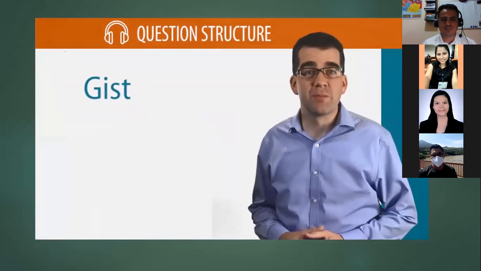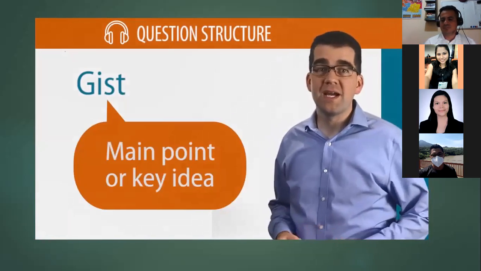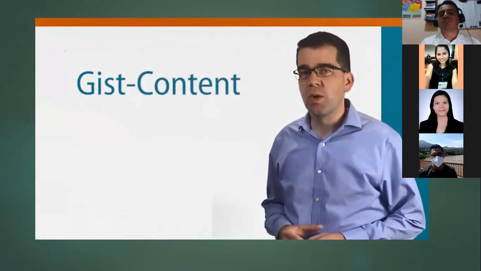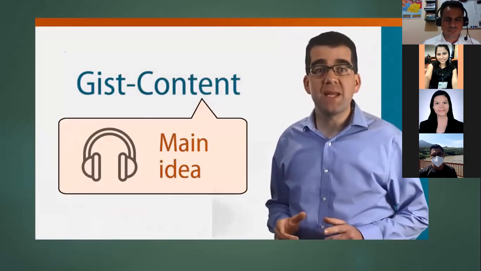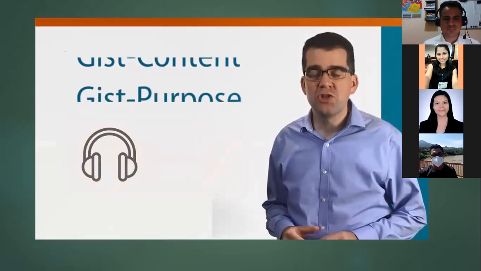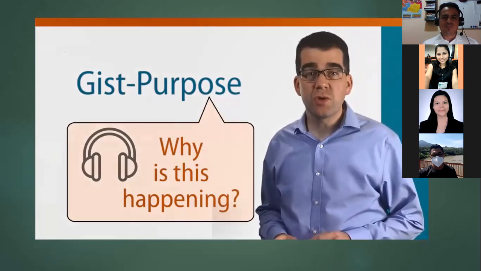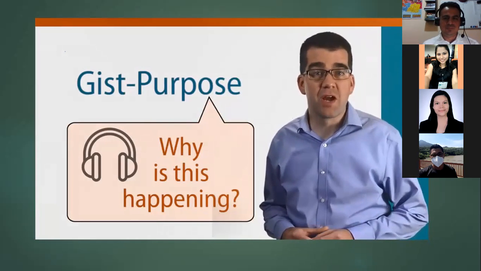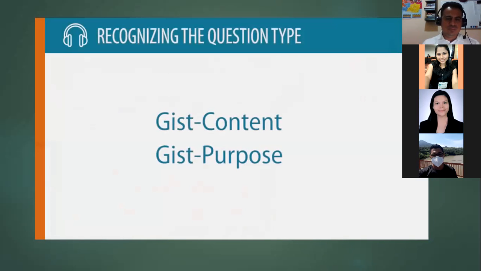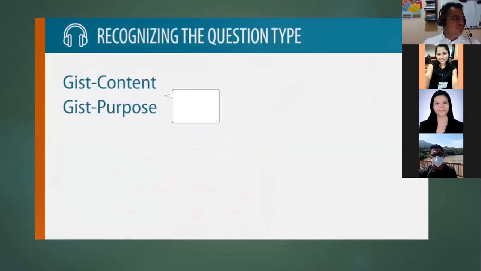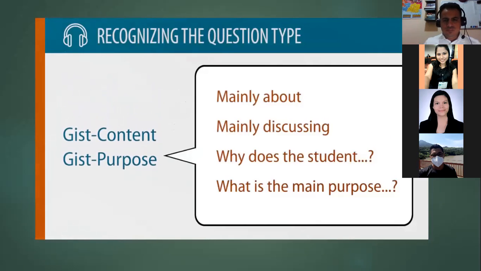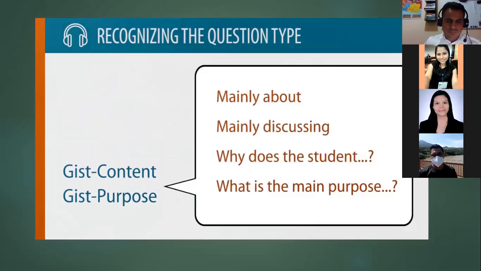The gist of something is the main point or key idea. In the TOEFL IBT test, gist content questions ask you to identify the main topic or idea of the listening conversation or lecture. Gist purpose questions ask you to identify what the main purpose of the conversation or lecture is. You can recognize gist content and gist purpose questions because they use phrases like mainly about, mainly discussing, why does the student, or what is the main purpose.